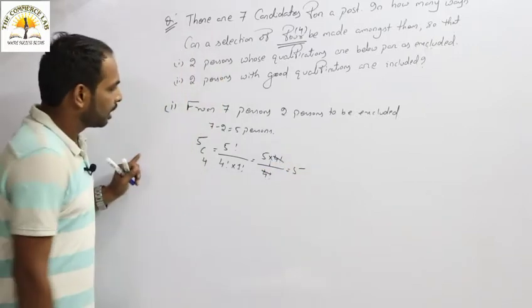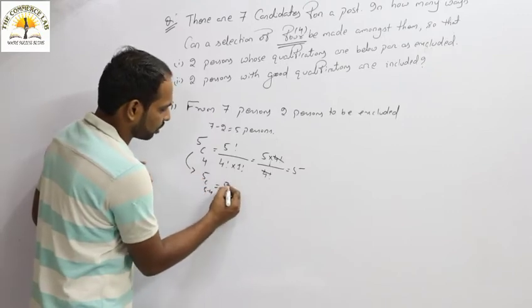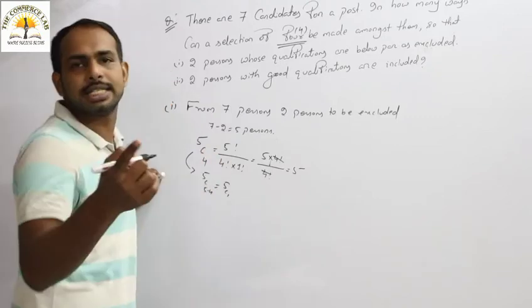Or 5C4 we can write as 5C(5 minus 4), by the property nCr equals nC(n minus r).